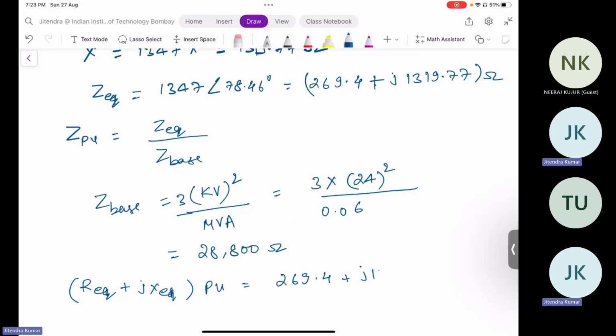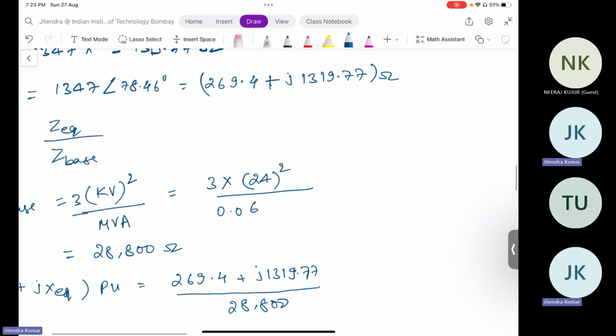plus J 1319.77 divided by 28,800. So this value will come out, and those values will be the series parameters in per unit. Okay, sir.